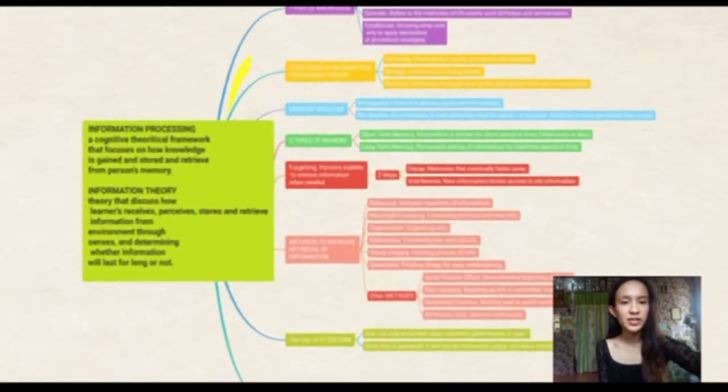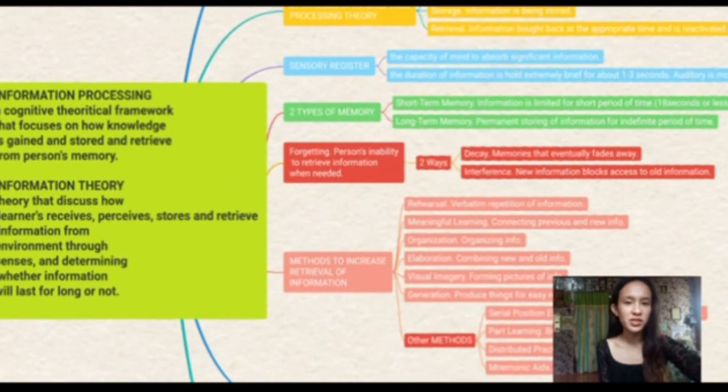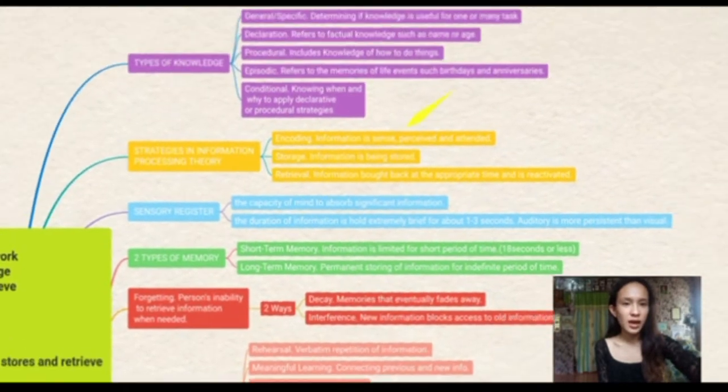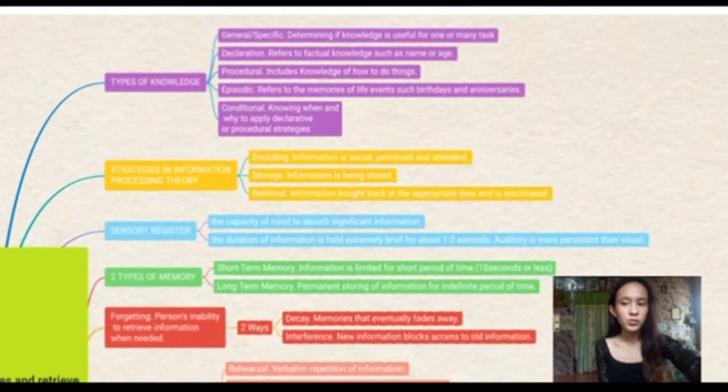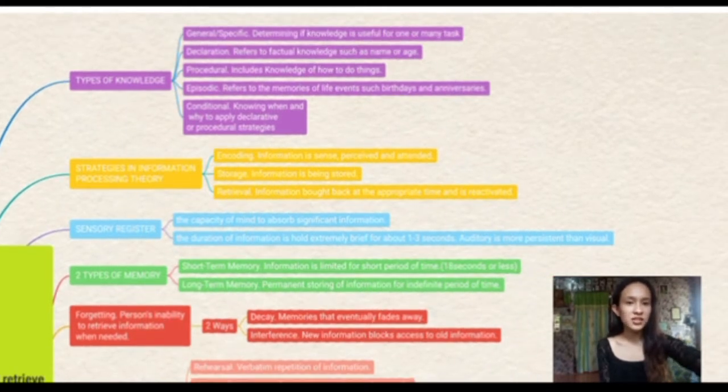Our topic discussion focuses on information processing and information processing theory, its definition and uses. After that, we're going to introduce to you the types of knowledge such as general, specific, declarative, procedural, episodic, and conditional.